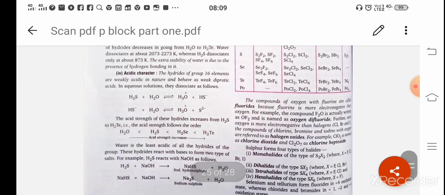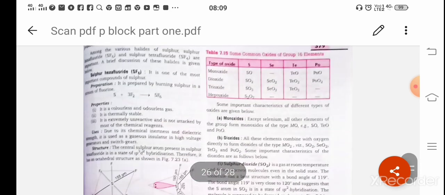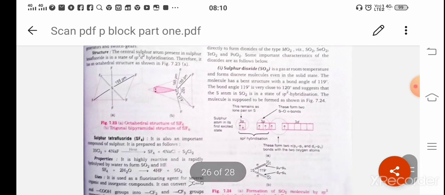While other group 16 elements form halides in +2 oxidation state to +6, hexahalide is not exhibited by oxygen because of the absence of vacant d orbital. Rest of the other halides exist, tetrahalides meaning in +4 oxidation state, hexahalide in +6. Tetrahalides have a distorted bipyramidal structure, and hexahalides have an octahedral structure.